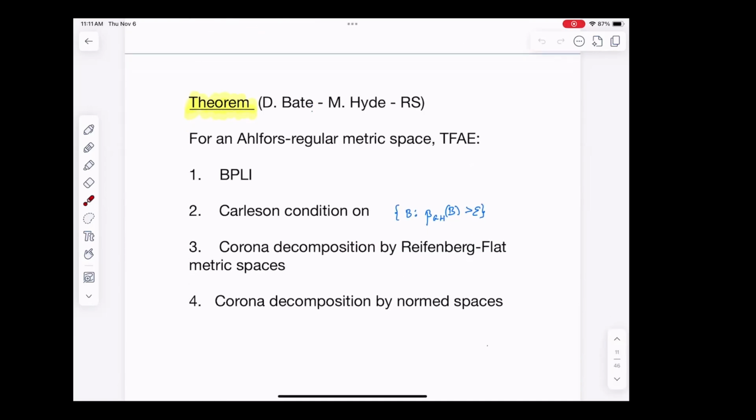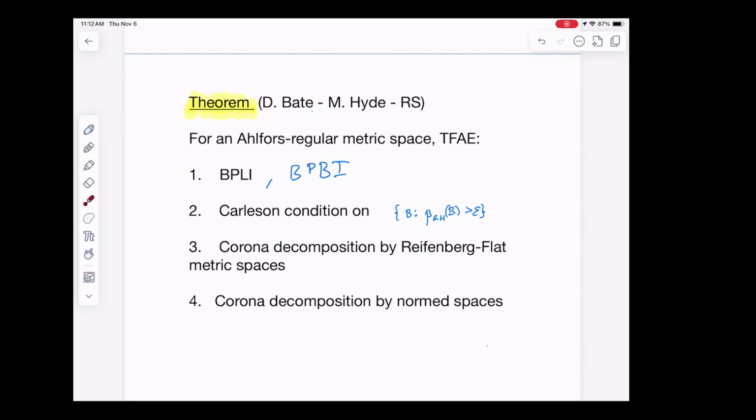A lot of work went into the following theorem with David Bate and Matthew Hyde, and that's that if you assume a priori that your metric space is Ahlfors regular, then we have an analog of some of the work that Semmes and David did. So we have equivalence of the following conditions. One is big pieces of BiLipschitz images, or you could also add to this big pieces of Lipschitz images.